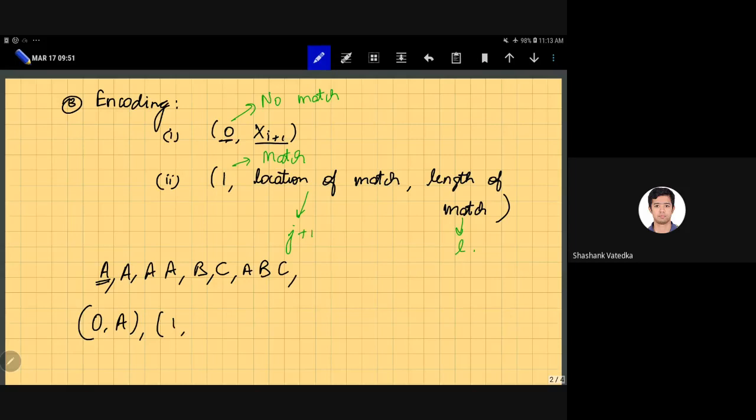Right? So it's 1 because there is a match. The location of the match is basically x1, so x1 is matching. So it's 1 and the length of the match is 1. Okay, what about the third phrase? It is 1, location of the match is 1, length of the match is 2. Third phrase, sorry, the fourth phrase, it is 0b. The next, it is 0c.